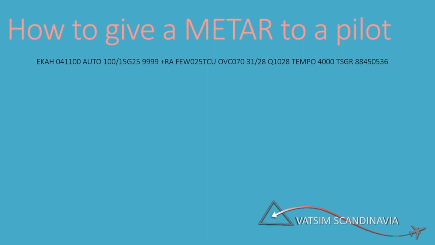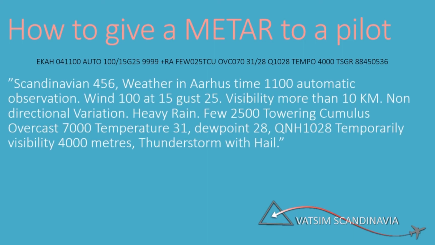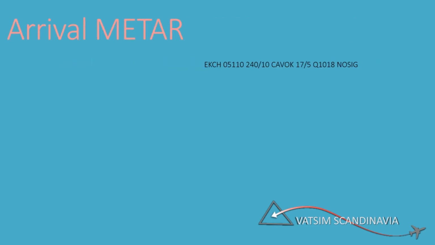Now the last one, which can be like this, a very rainy summer day. Scandinavian 456, weather in Aarhus, time 1100, automatic observation. Winds 100 degrees at 15, gusting 25. Visibility more than 10 kilometers. Non-directional variation. Heavy rain. Few 2,500 towering cumulus. Overcast 7,000. Temperature 31. Dew point 28. QNH 1028. TEMPO visibility 4,000 meters. Thunderstorms with hail.